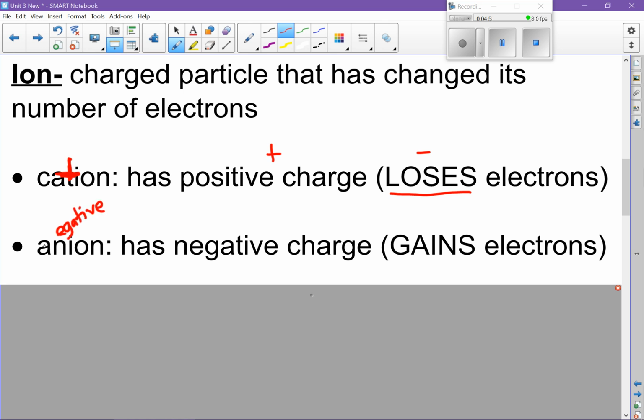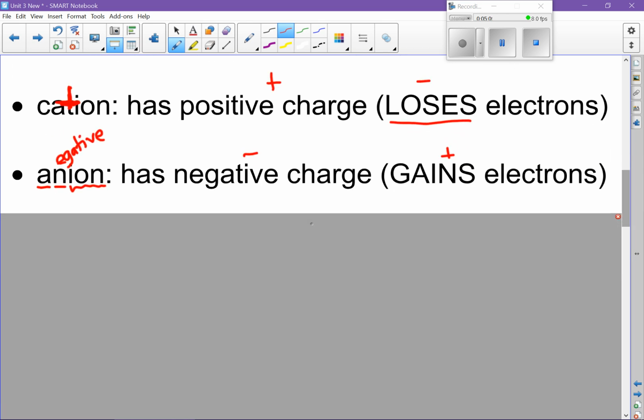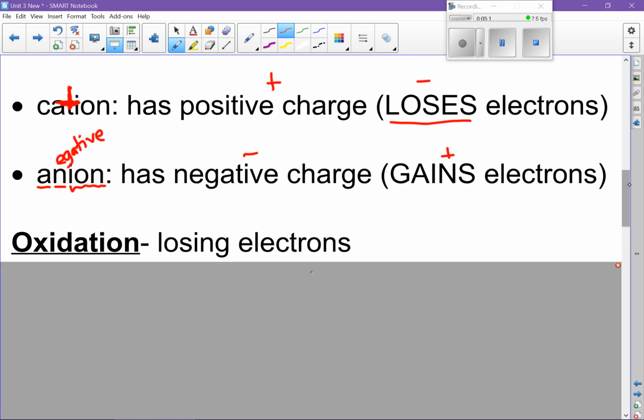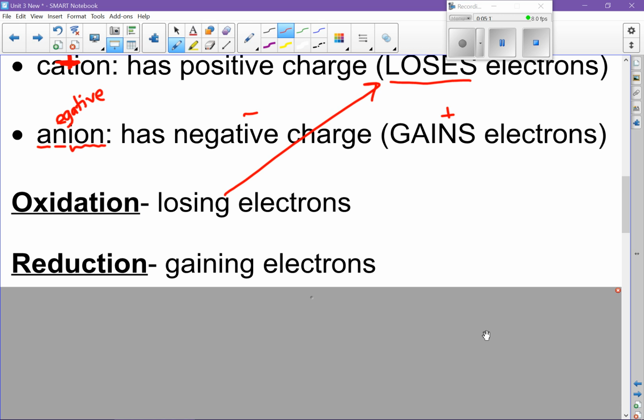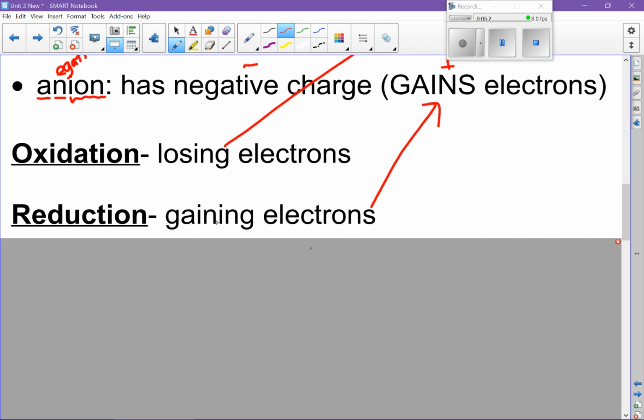Anion is a negative ion. It's negative because it has gained electrons. Again, it's very backwards, which makes it really tricky. Oxidation is the process of losing electrons, like we have here, and reduction is gaining electrons. Again, it's very backwards. Reduce means gain.